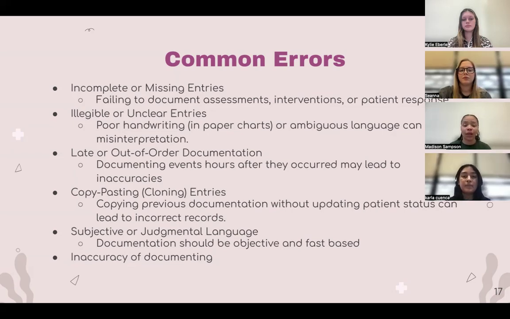Subjective or judgmental language. Documentation should remain objective and fact-based. Instead of writing, patient is rude or not compliant, say patient refuses medication and raises their voice. Inaccuracy of documenting: double check and make sure all documents are complete and correct.